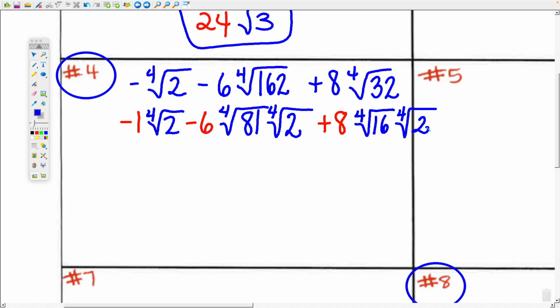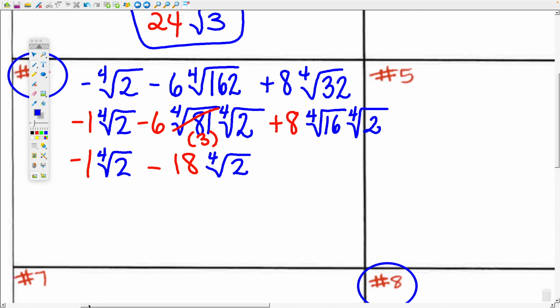Now I'm going to go through and cross out anything that's a perfect fourth and multiply it by what's on the outside. So this, there's nothing to do. Just bring it down, okay? Well, this becomes, the 4th root of 81 is 3. And 3 times -6 is -18. So I got the 4th root of 2 left in the radical. And now I'm going to do the 4th root of 16, which is 2. So 2 times 8 is 16. And bring down the radical.